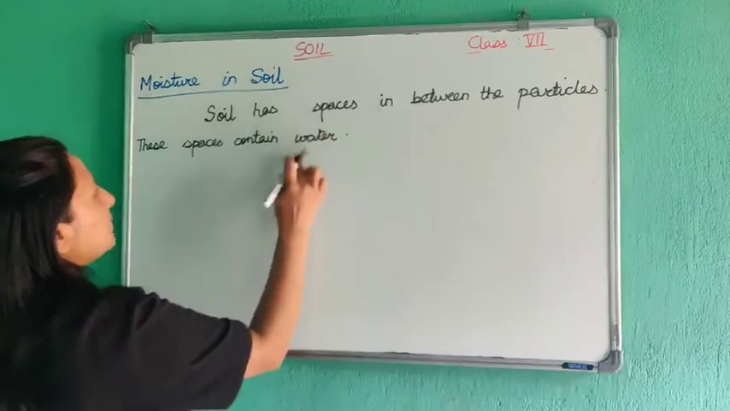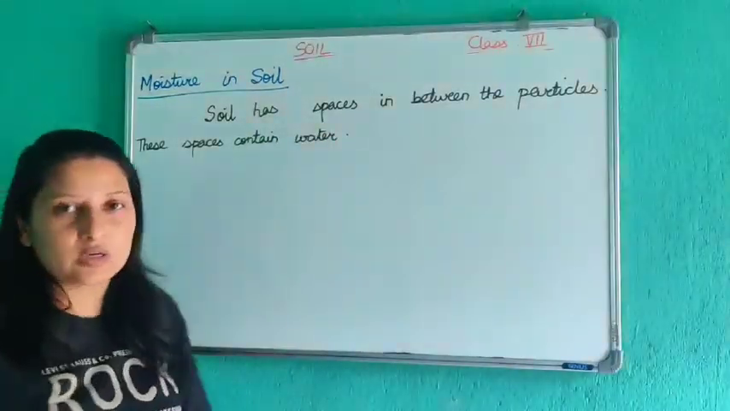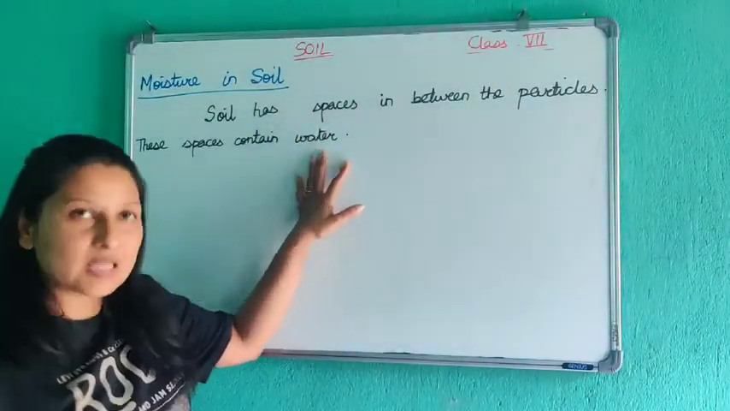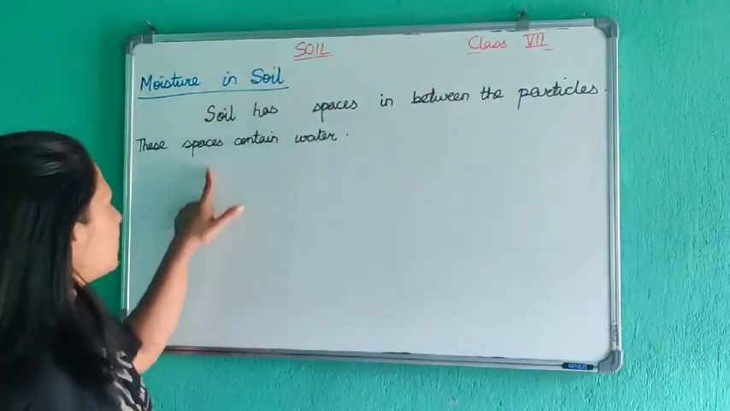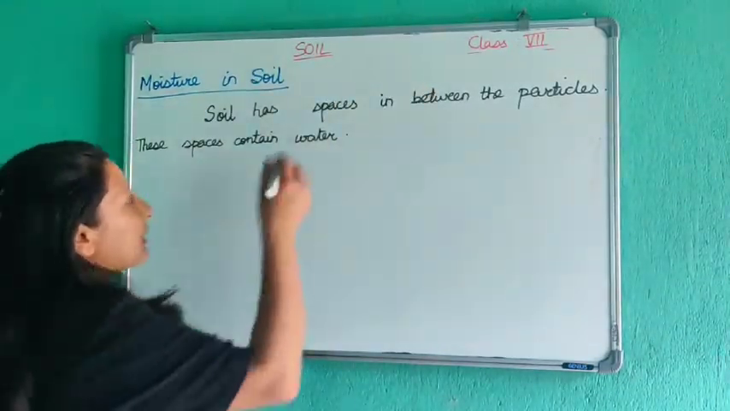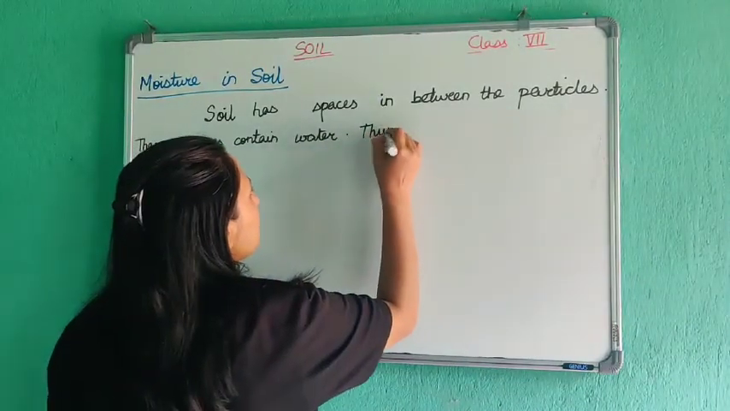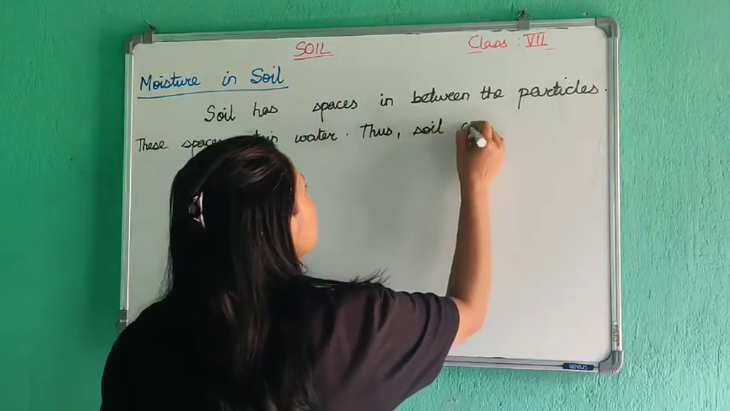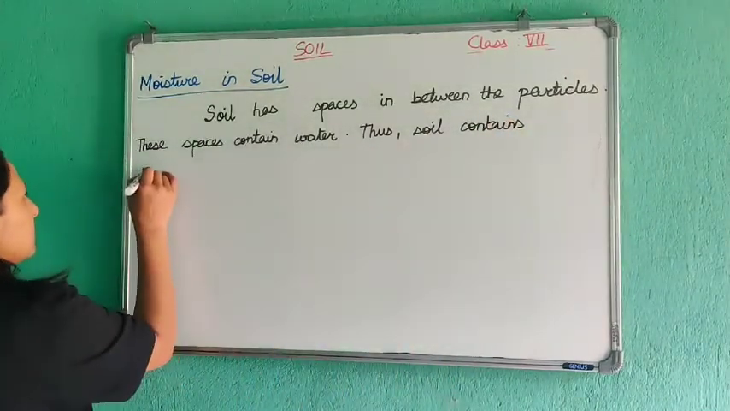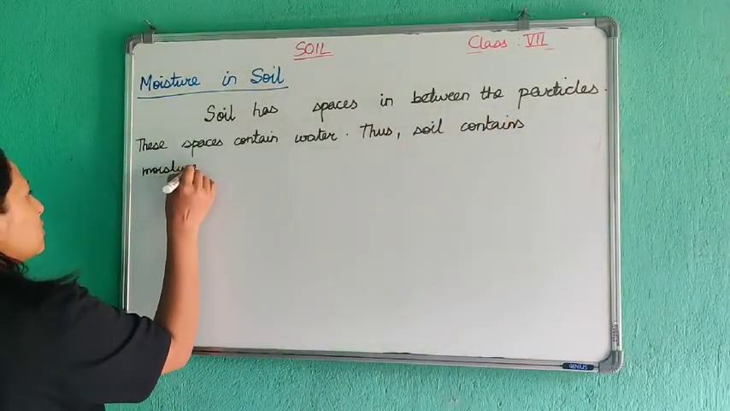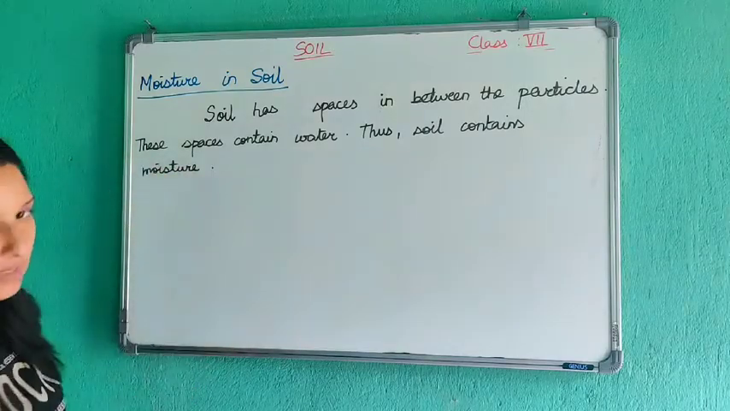So when sunlight falls on that water, it gets converted into vapor. So here, what did we say? That means soil contains moisture in it. So moisture is inside the soil. Moisture means the water in it.